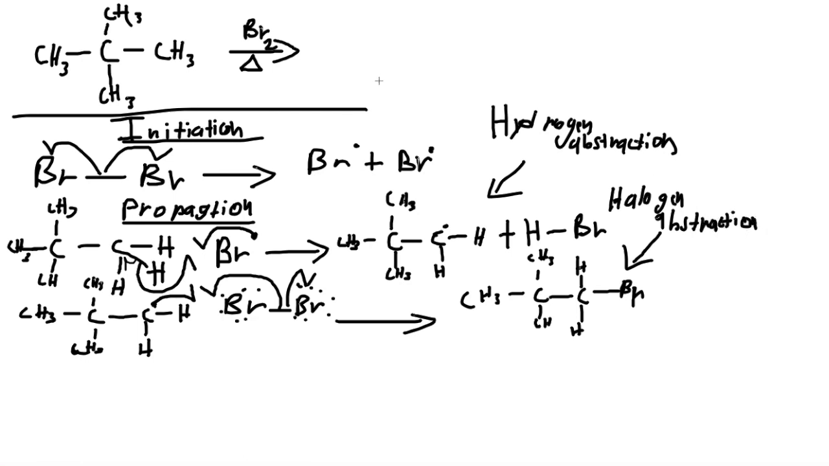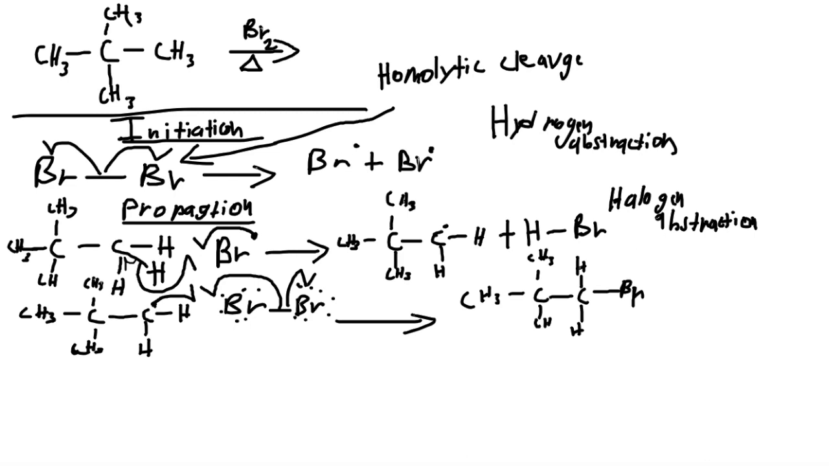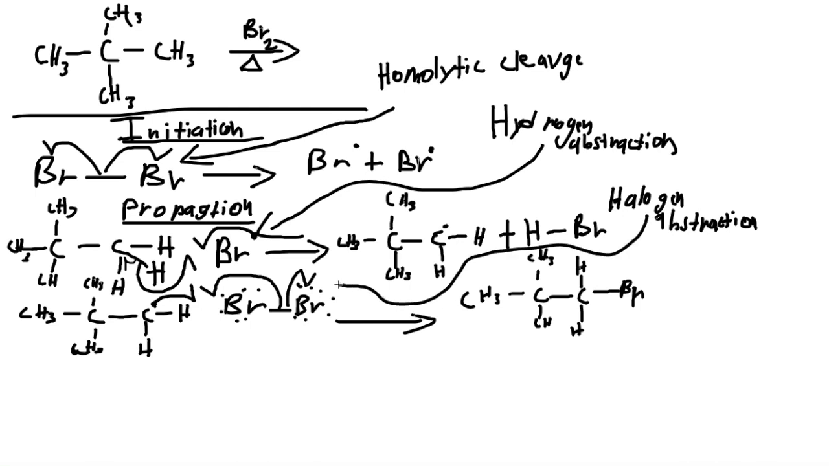Actually, on the top, in the initiation step, right here, this was called homolytic cleavage, meaning they both broke down in half arrows to form a radical, right? So they used two half arrows to break the bond and have a radical. And as a matter of fact, the hydrogen abstraction would be this step over here, and then the halogen abstraction would be this step over here.